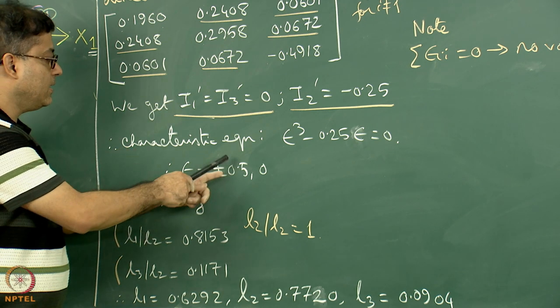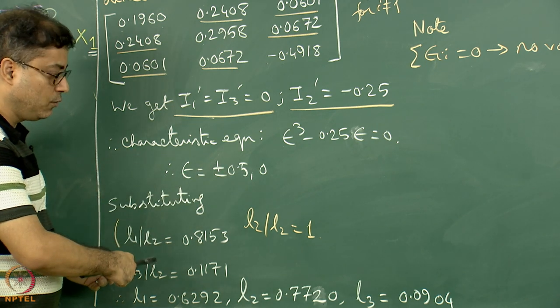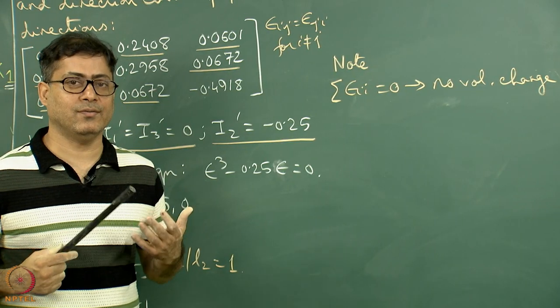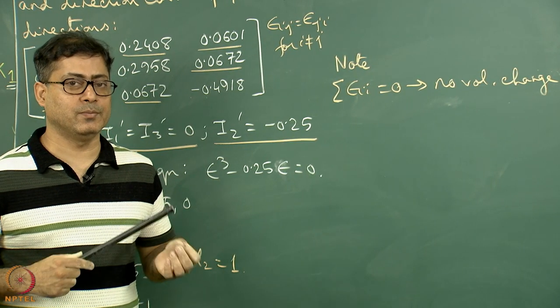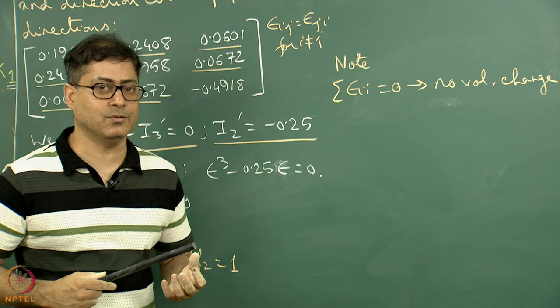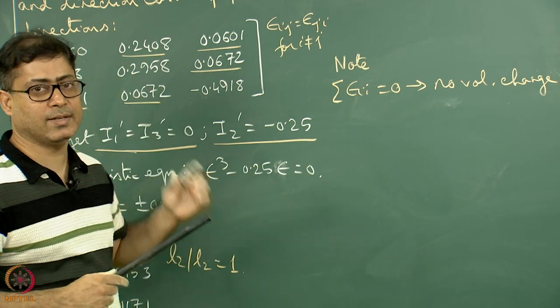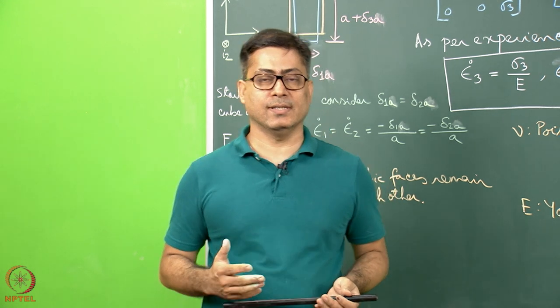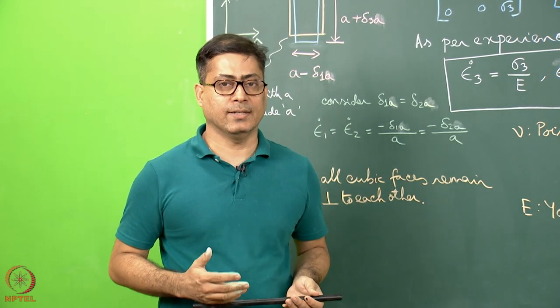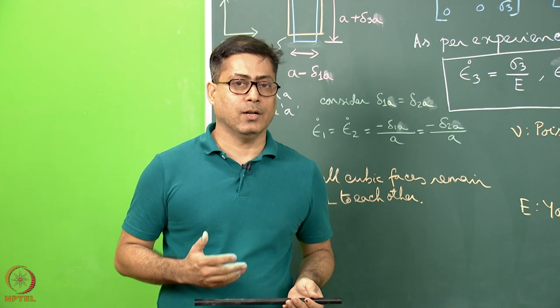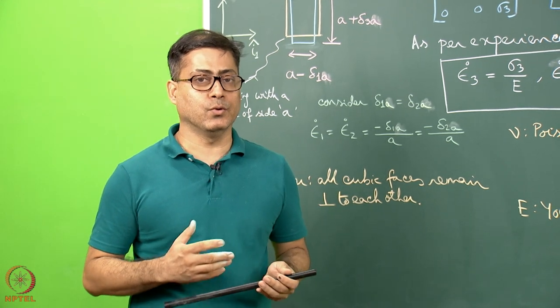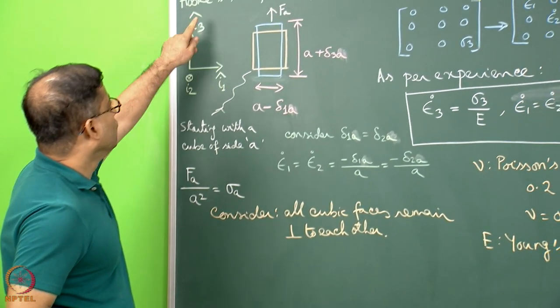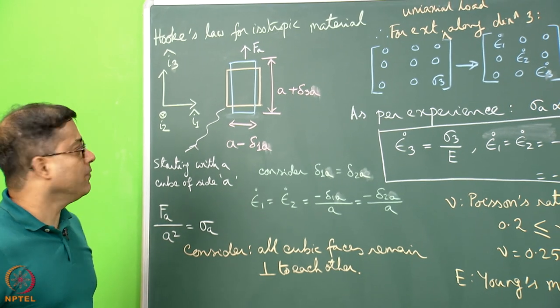Likewise, taking the other two values and putting them in the equation. In this way, we have also found the principal strain magnitudes and their direction cosines starting from the given strain matrix. We have got some idea about the stress tensor and also the strain tensor of second rank. Now we are going to use both of them, to start with, Hooke's law for isotropic material.